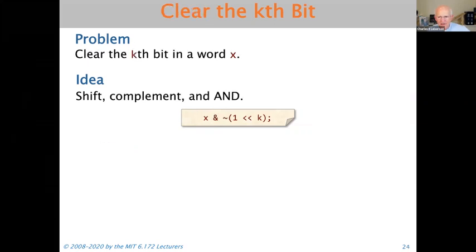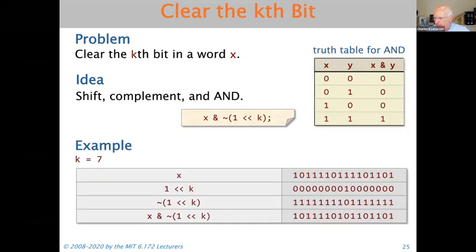So now let's clear the kth bit. Okay, so this is pretty similar, but it's just a little bit more involved. In this case, we're going to shift, complement, and AND rather than shift and OR. So here's an example. Here's the truth table for AND and an example once again with k equals 7. Okay, so let's just go through.